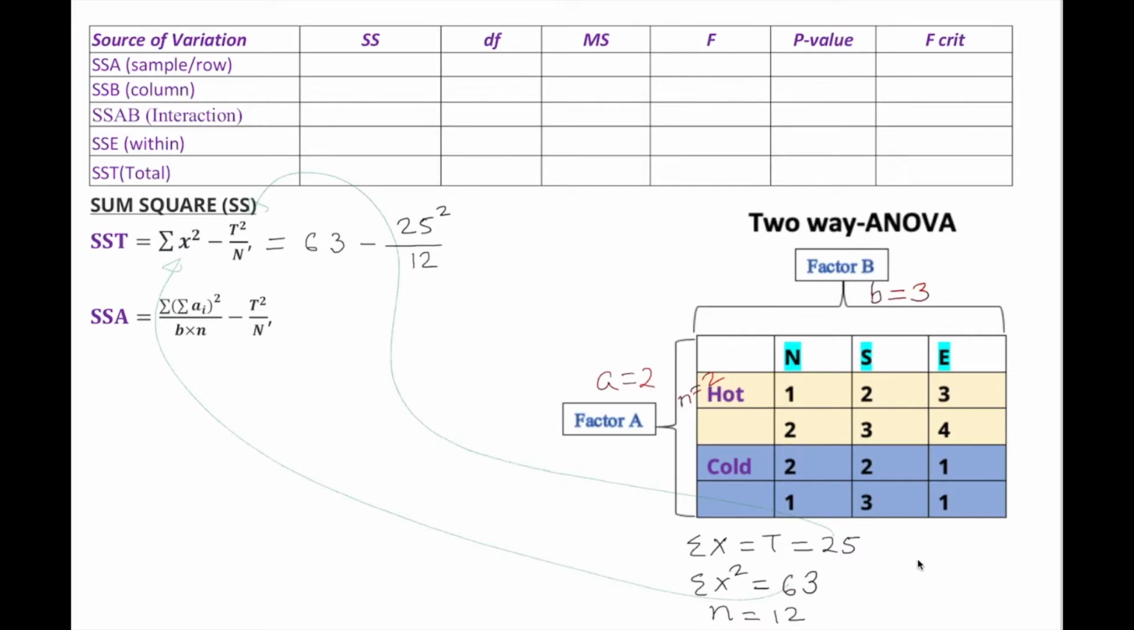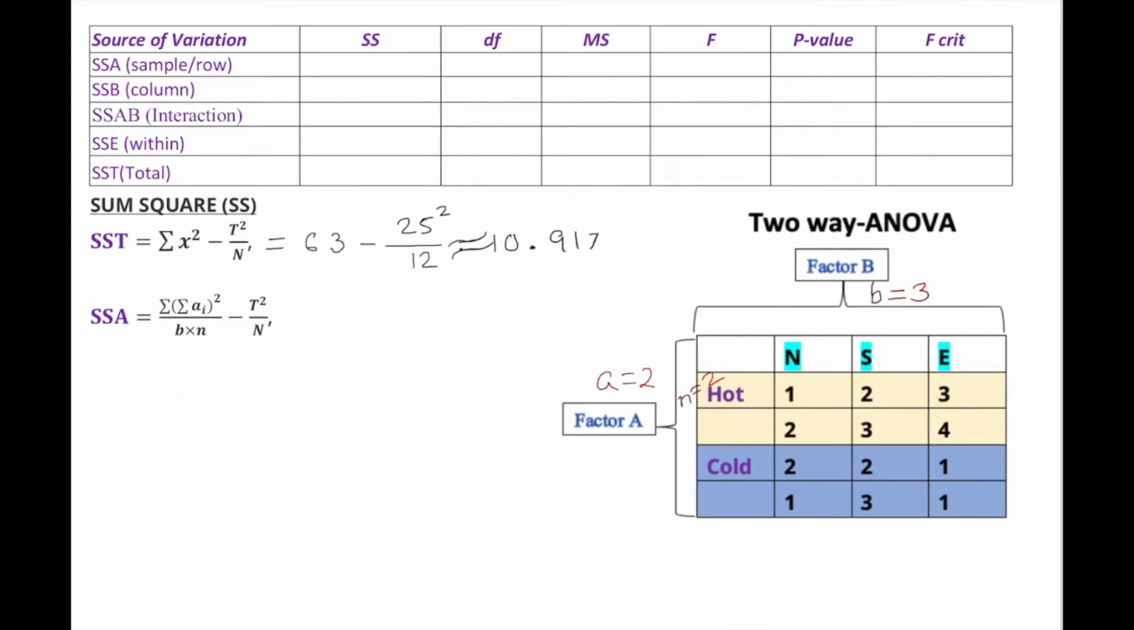Why n is equal to 12? Because 1 2 3 4, 4 times 3 is 12, or just count 1 2 3 and so on. This is going to be 12 of them, so that's 12 down here, up there. So if we plug this in, any calculator is going to give us approximately 10.917. 3 decimal place is fine. Okay, so let's move into the next one, SSA, which is the simple or row factor.